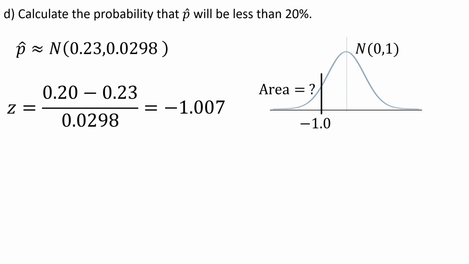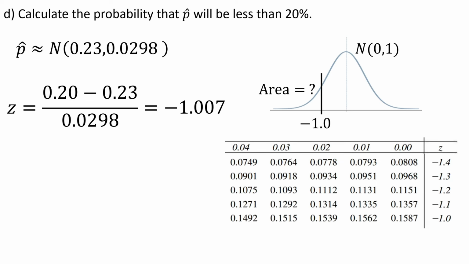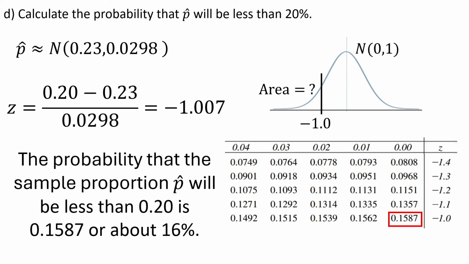And remember that the z table only gives z values up to 2 decimal places. And so we're looking here for minus 1.00, and that gives us 0.1587 as the area in the lower tail. And so we can say the probability that the sample proportion p hat will be less than 0.20 is 0.1587, or about 16%.